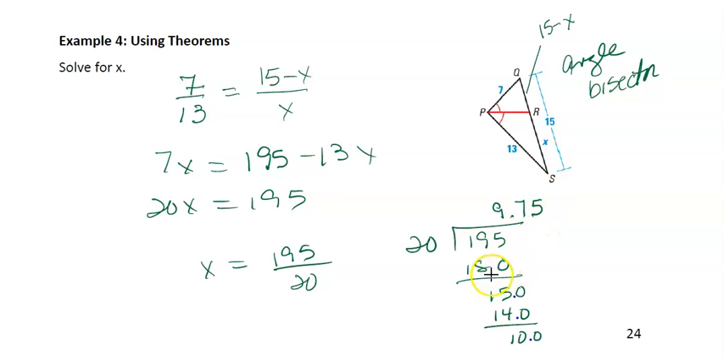Now you could also say it was 9 and what? And 5 over 20, 15 over 20 remaining. Okay, you could do that. 9 and 15 twentieths. That's a fine answer. That's the same answer as 9.75. So just think about that.